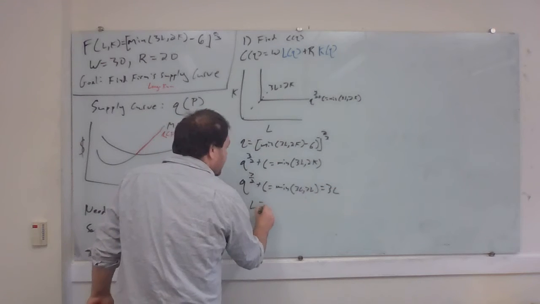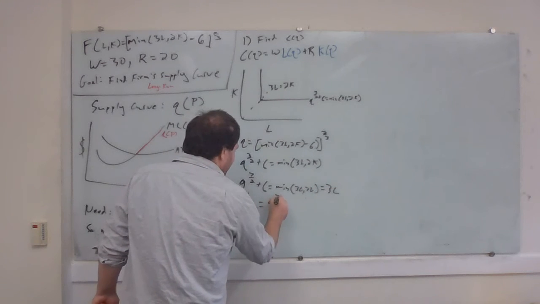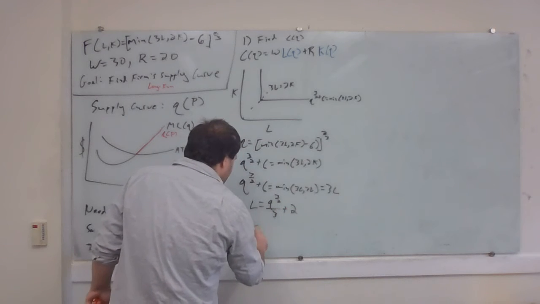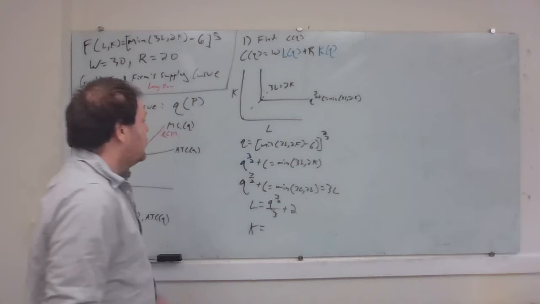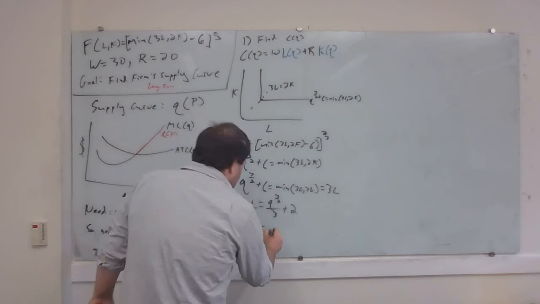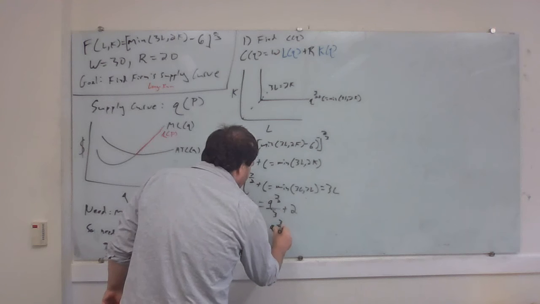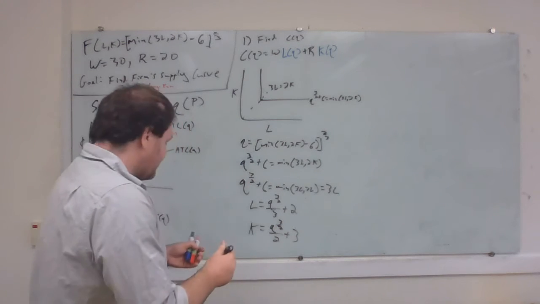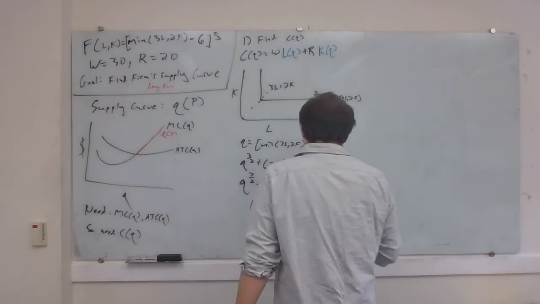So we'll say that L is equal to (Q to the 3 halves plus 6) over 3. K, by the same token, 3L equals 2K, so K is equal to (Q to the 3 halves plus 6) over 2. Beautiful.